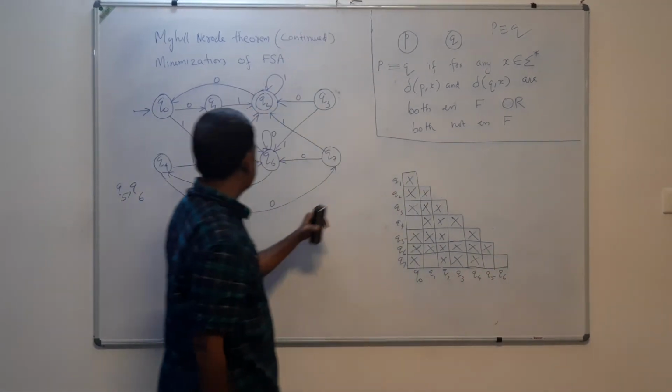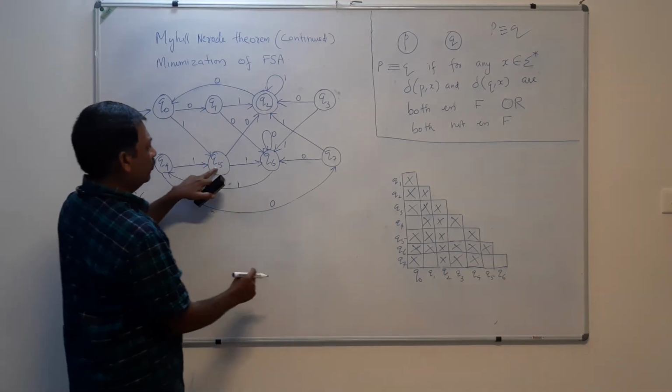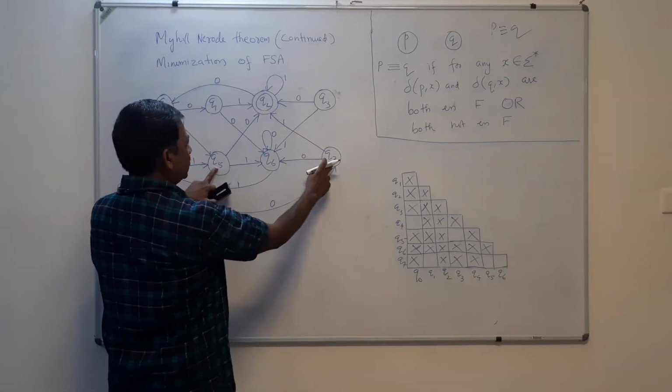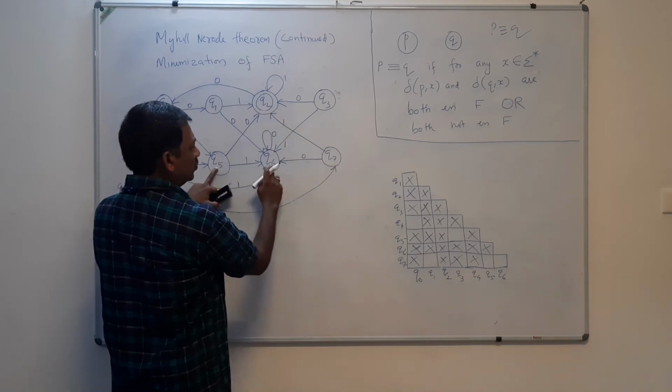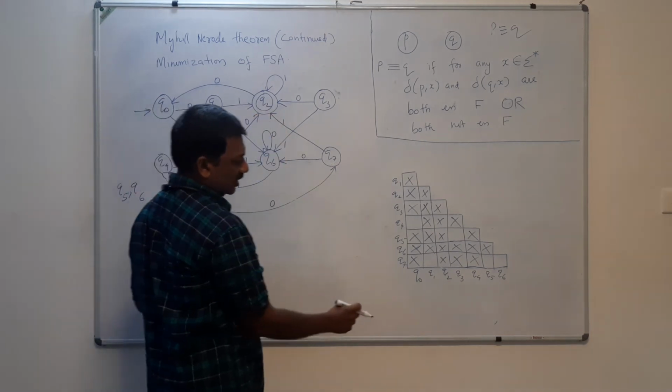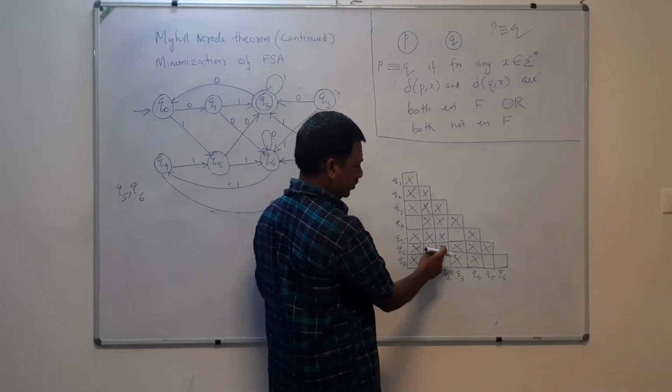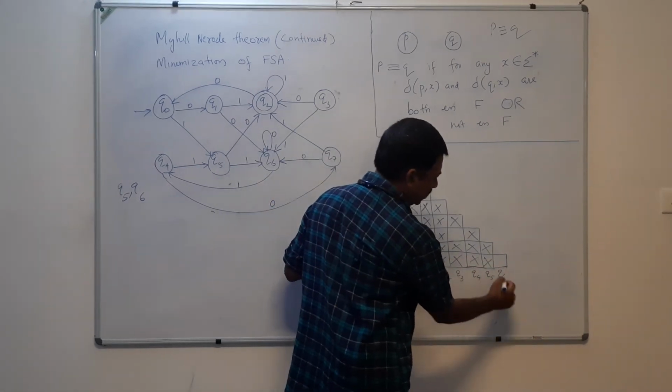What about Q5, Q7? Upon 0, Q5 goes to Q2 and Q7 goes to Q6. Q2, Q6 is already distinguishable. So this is distinguishable.